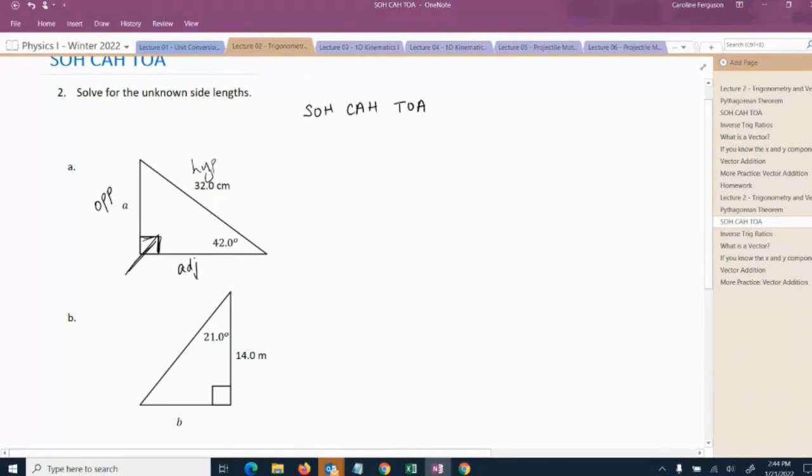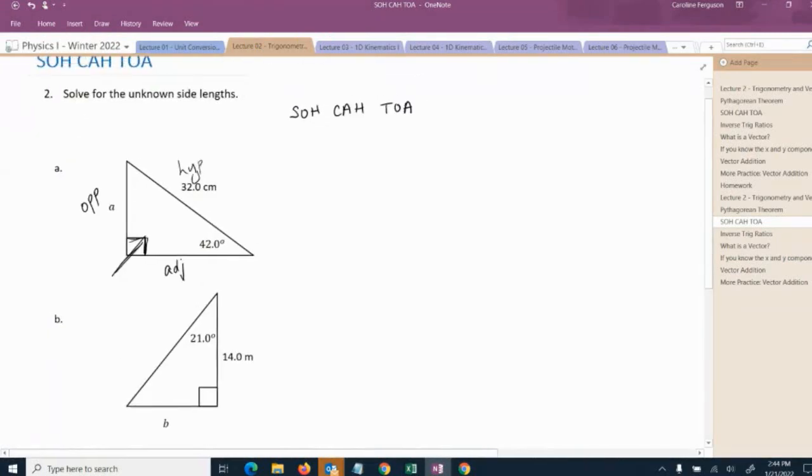So here, what is it that we're looking for? We want A. The question asks us for A. So we're looking for the opposite. And what is it that we know is the hypotenuse? So we're looking for something that has opposite and hypotenuse in it. So that's why we're going to use sine, right? So we're going to say sine of our angle, which is 42 degrees, is equal to the opposite side, which is A. That's what we're looking for, over the hypotenuse, which is 32.